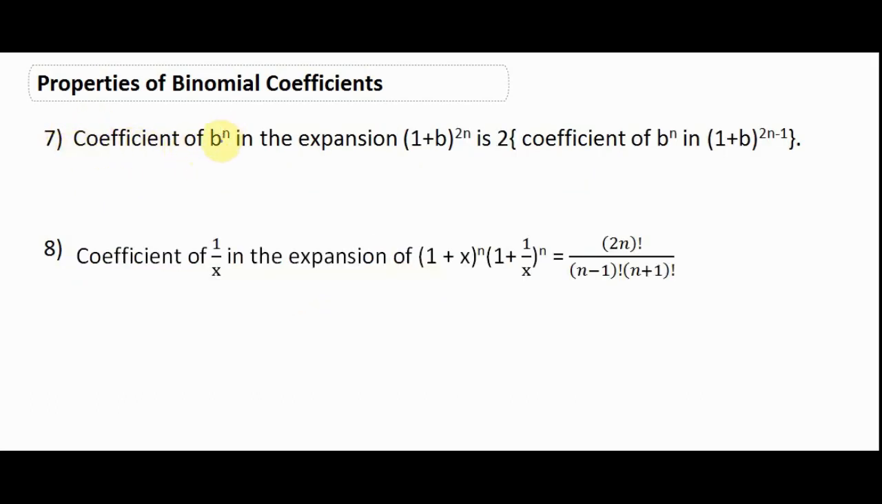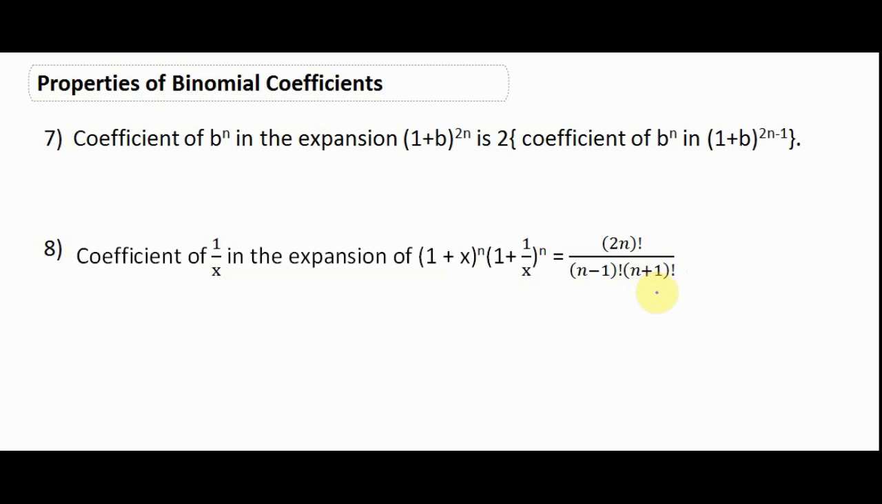Coefficient of b raised to n in the expansion of (1 plus b) whole raised to 2n is 2 into the coefficient of b raised to n in (1 plus b) whole raised to 2n minus 1. Okay. Now property number 8 says the coefficient of 1 by x in the expansion of (1 plus x) whole raised to n into (1 plus 1 by x) whole raised to n is equal to 2n factorial divided by (n minus 1) factorial into (n plus 1) factorial.